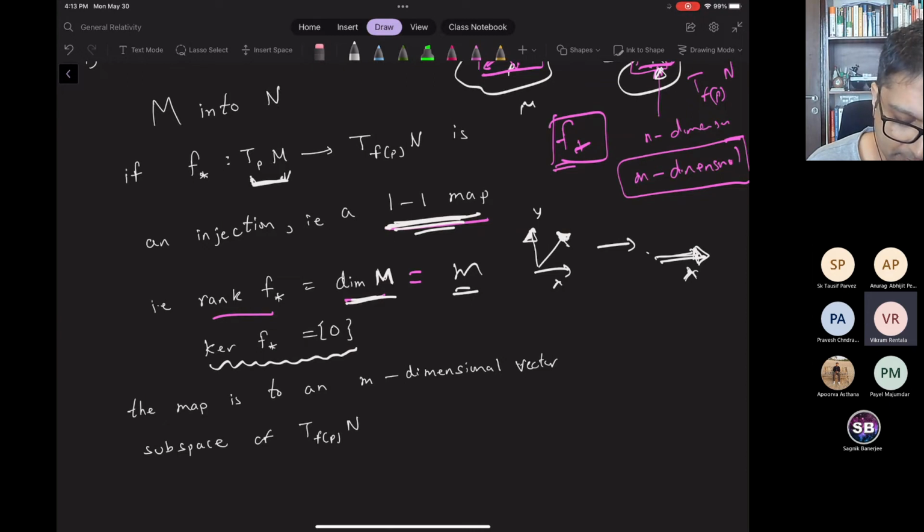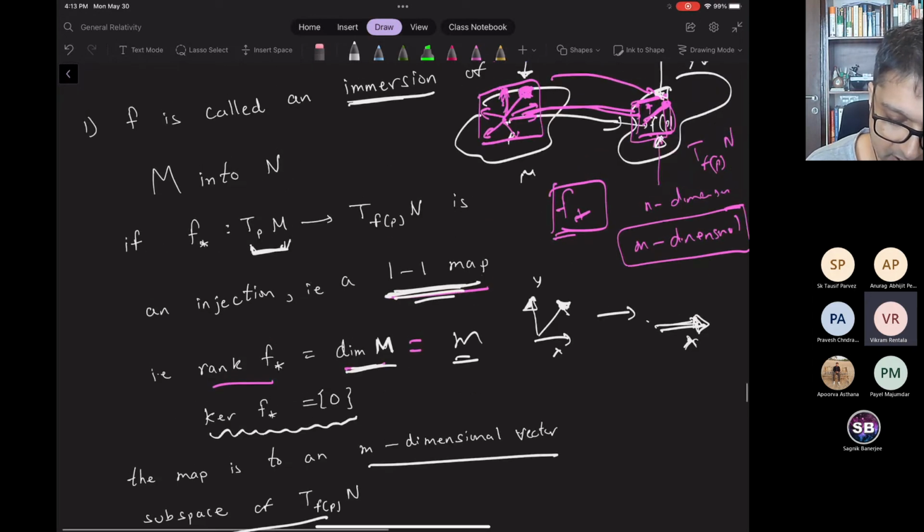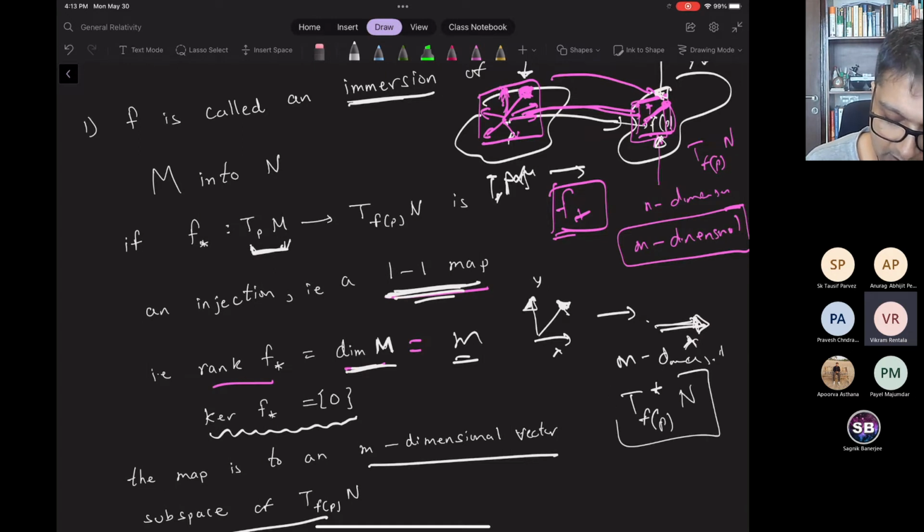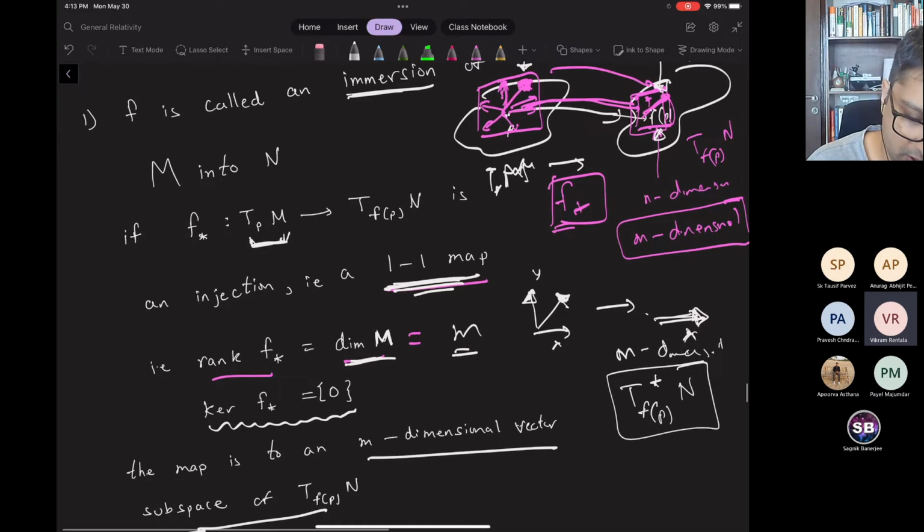So this map takes an m-dimensional vector space, which is T_p of M, and it maps me to an m-dimensional subspace of T_{f(p)} N. Any questions about this?